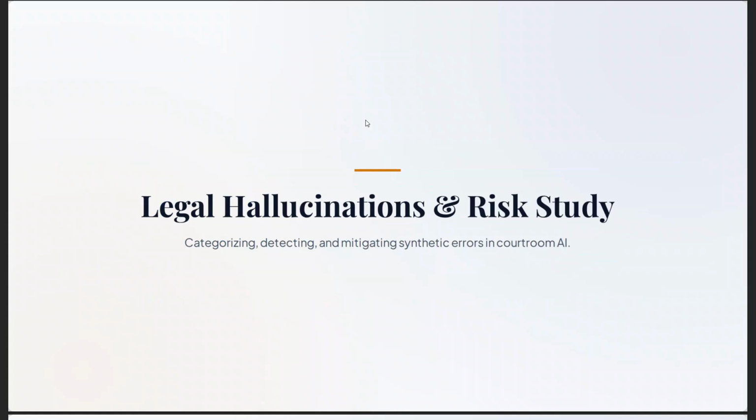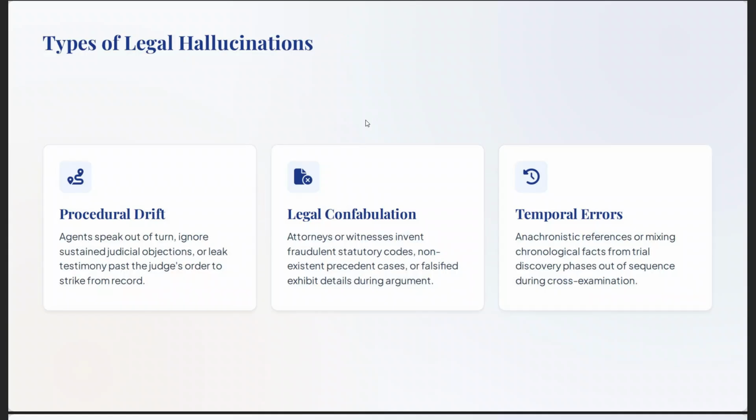So let's study the legal hallucinations. Basically, we observe different types of hallucinations. Procedural drift, where agents speak out of turn, ignore sustained judicial objections, or leak testimony past the judge's order to strike from record. Then there is legal confabulation, where attorneys or witnesses invent fraudulent statutory codes, non-existent precedent cases, or falsified exhibit details during argument. Temporal errors: anachronistic references, or mixing chronological facts from trial discovery phases out of sequence during cross-examination.